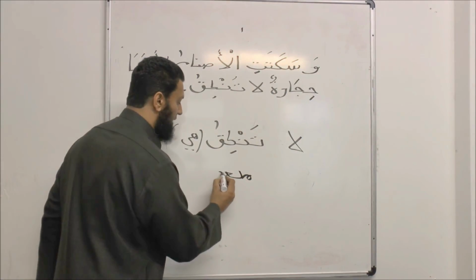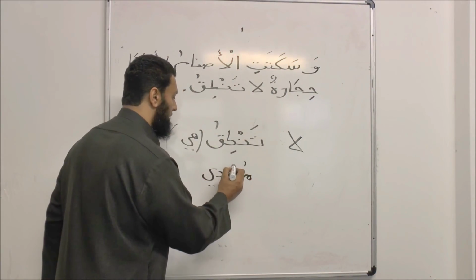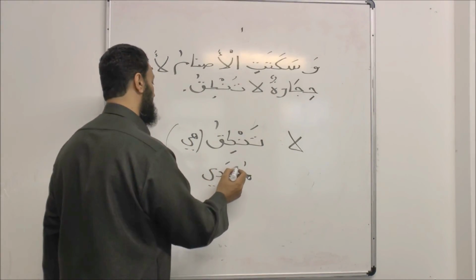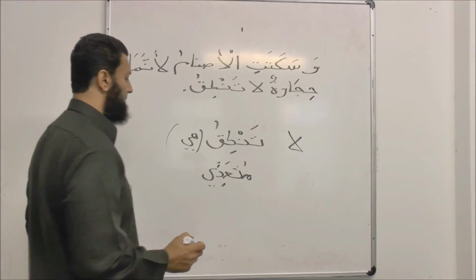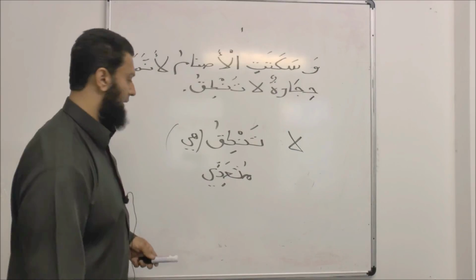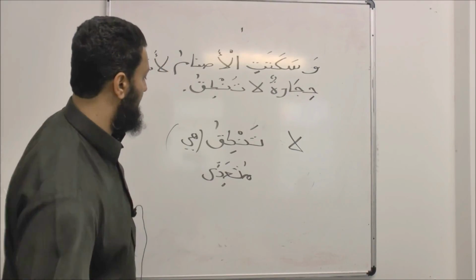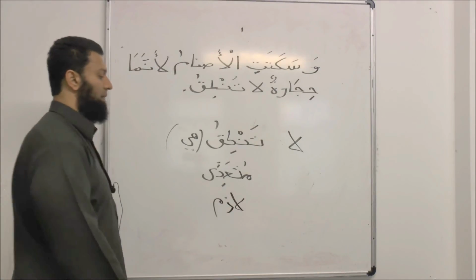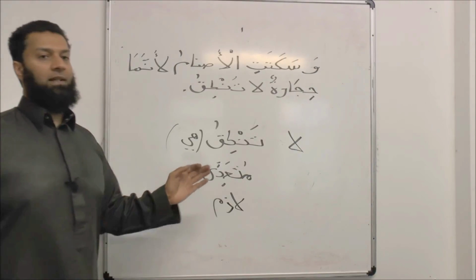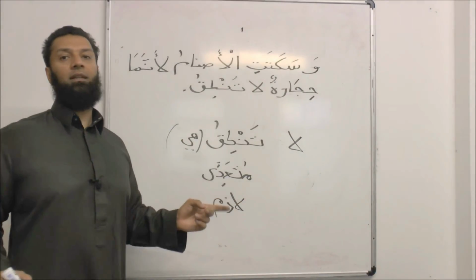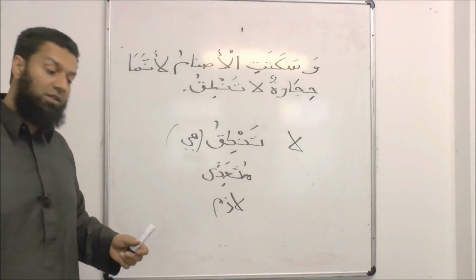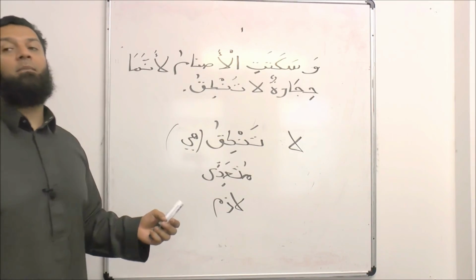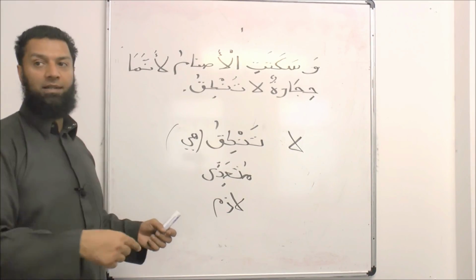Muta'addi and lazim. Now, muta'addi is from the verb ta'adda. Ta'adda means to transgress. So it does actually make sense in Arabic, because muta'addi means transgressing.